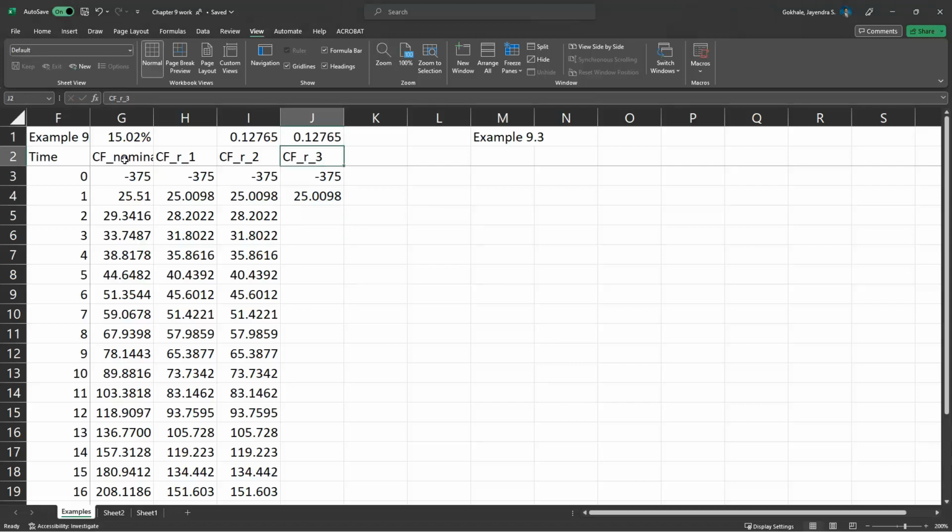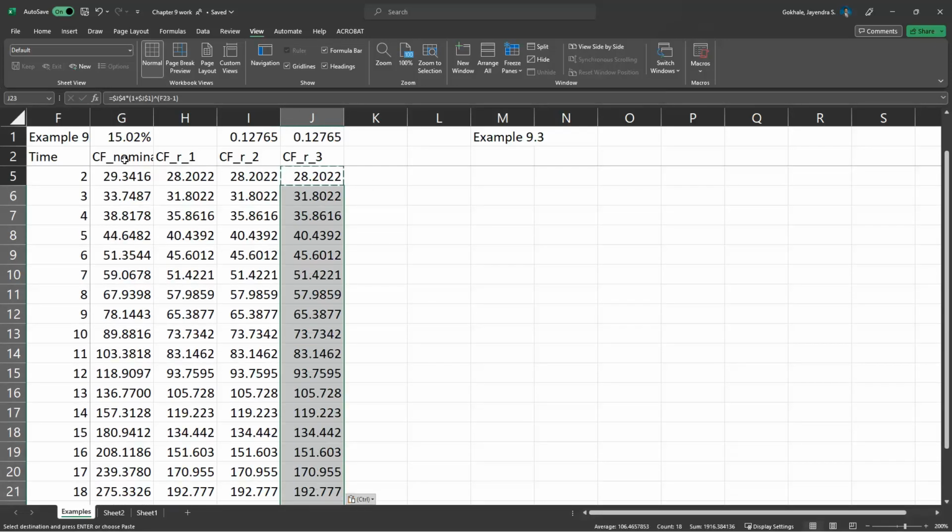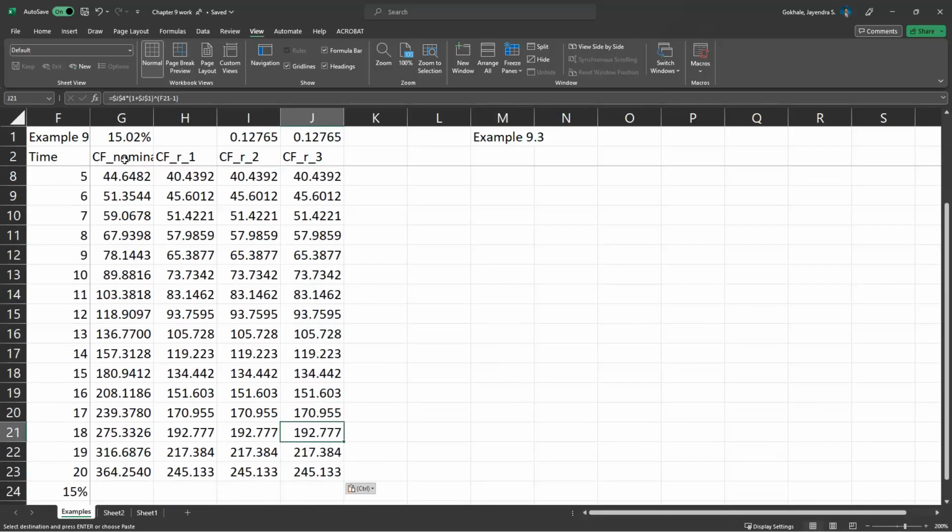So let's just Control R to the RGR. So equals $J$4 times parenthesis 1 plus $J$1 to the power of F5 minus 1. Same answer. Control C, left, Control down, Shift Control up, Control V. Notice all the cash flows look exactly the same. So we found out real cash flows using 3 different methods, and we have nominal cash flows.